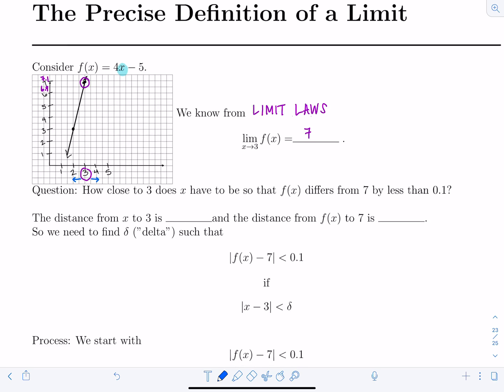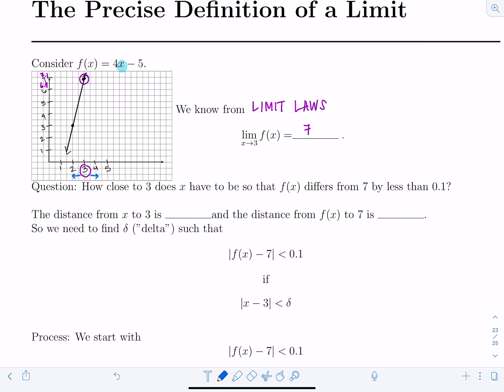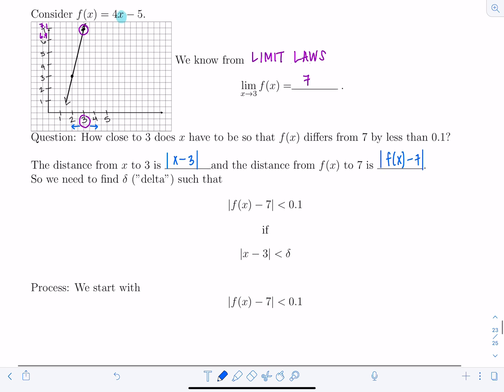All right, so here's how we're going to look at this question. First of all, the distance from x to 3, remember it could be to the left or to the right of 3, that's going to be given by the absolute value of x minus 3. And similarly, the distance from f of x to 7 is going to be the absolute value of f of x minus 7. So what we're trying to do is find delta, that's lowercase delta, such that the following holds.